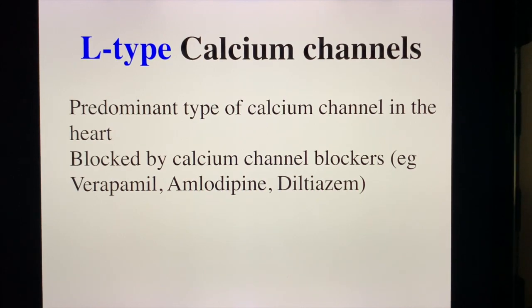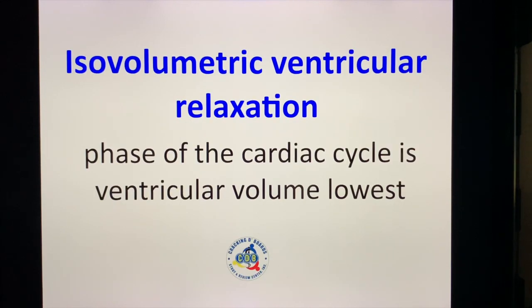And the L-type calcium channels are blocked by drugs called calcium channel blockers. To give an example of what's cited in your physiology textbook, verapamil, amlodipine, and diltiazem. Now, some terminologies to bring with you to your exam. What phase of the cardiac cycle is ventricular volume the lowest? So this is your isovolumetric ventricular relaxation. The phase of the cardiac cycle where ventricular volume is the lowest. Isovolumetric ventricular relaxation.